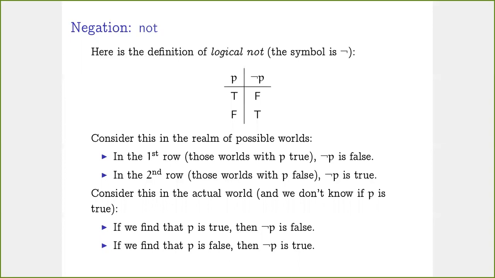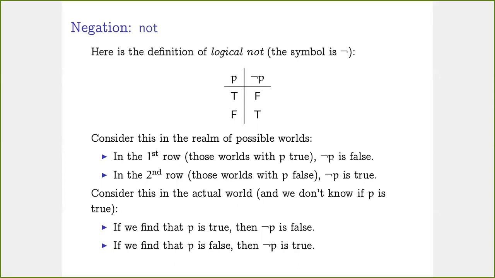Okay, here's the truth table definition of logical not. We're going to think of these as representing different situations in the realm of possible worlds. So we're going to imagine that in some worlds the proposition P is true, in some worlds it's false. So in the first row, those worlds with proposition P true, not P is false. And in the second row, in those worlds where P is false, not P is true.